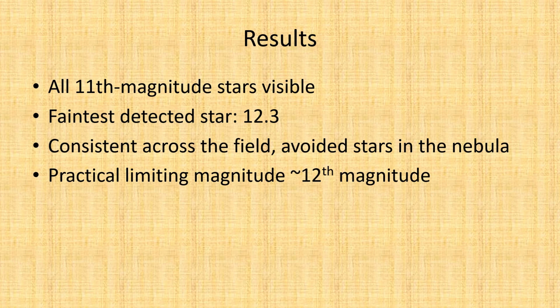By visually comparing the stars in the Orion image with the AAVSO chart, all stars down to magnitude 11 were clearly visible. The faintest star that I could confidently identify had a magnitude of 12.3. Based on this comparison, the practical limiting magnitude of this telescope and camera setup under these observing conditions is approximately magnitude 12.